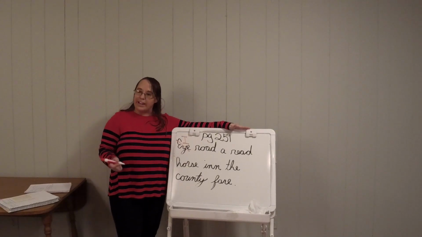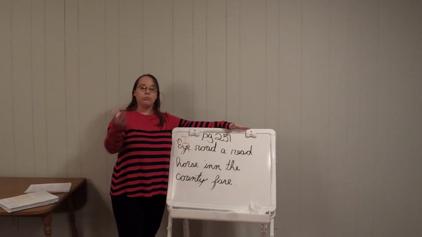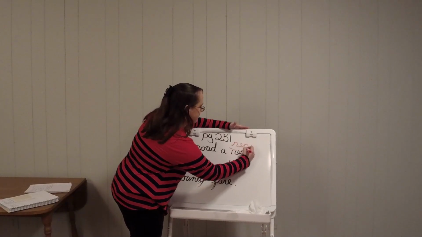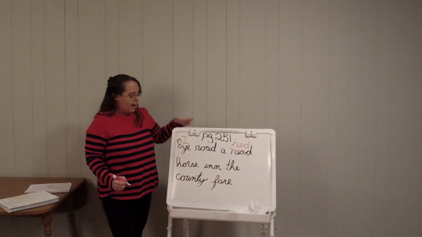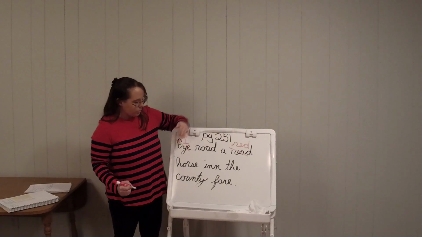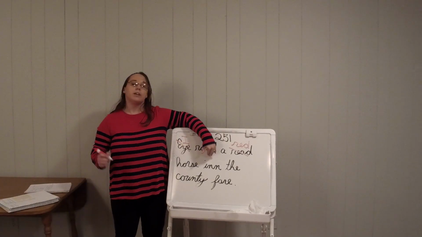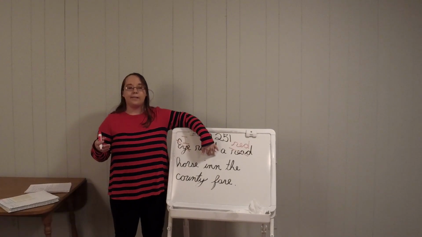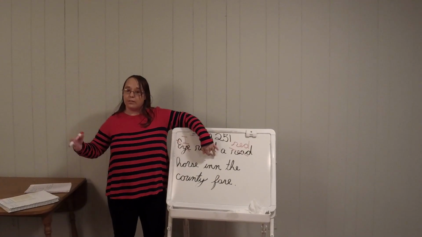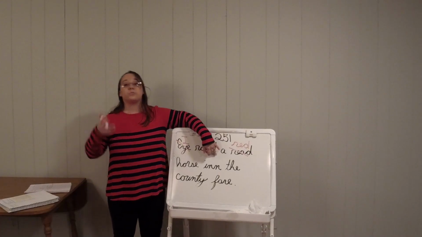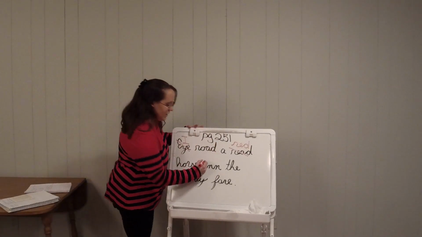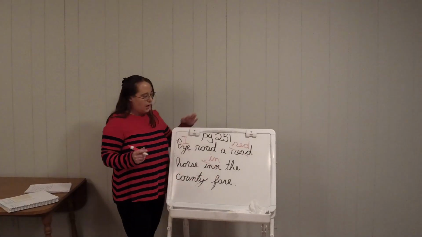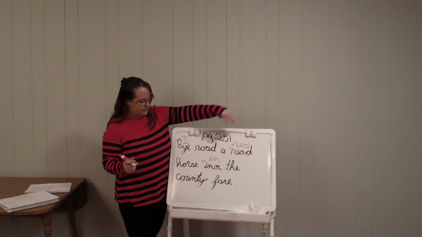I rode a red. Is that the word "read"? This is like when you're reading a book, so we need the color red. I rode a red horse in. This "inn" is like a hotel kind of. The hotel, that's the inn. That's where you go sleep. So that's not the inn we need. We need just "in." So I rode a red horse in the county fair.